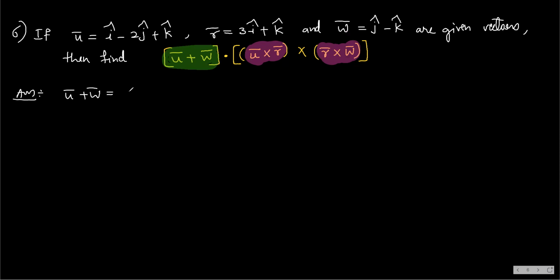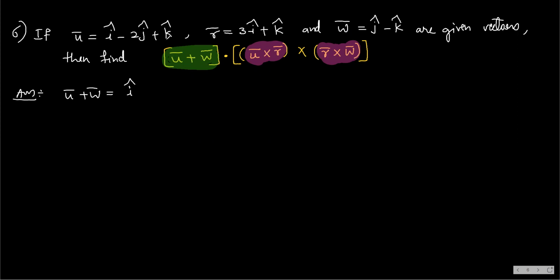What do you get? You get 2 i cap, i cap plus i cap is 2 i cap. I'm sorry, this is not right, there is no i cap here. It is j cap minus k cap. So you have 0 i cap here. So i cap plus 0 i cap is i cap. See, you have to be very alert. Such mistakes are quite common.